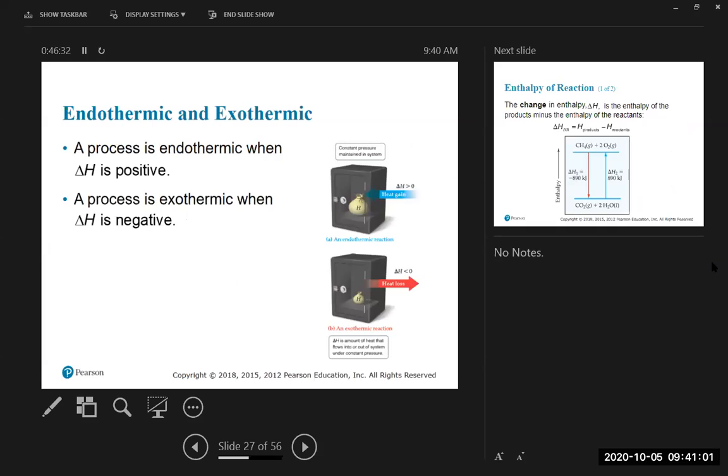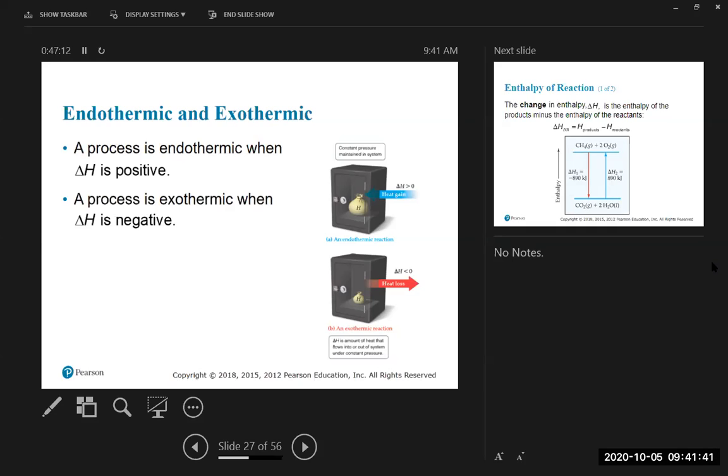We're going to go back and revisit our friends endothermic and exothermic. A process is endothermic when delta H is positive. Endothermic, remember, means you're putting heat into the system. And the process is exothermic when delta H is negative. In other words, heat is given off. This goes back to what someone said earlier. In the endothermic one, if we felt that beaker, it might feel cold to us. If it feels warm to us, then that's definitely exothermic.